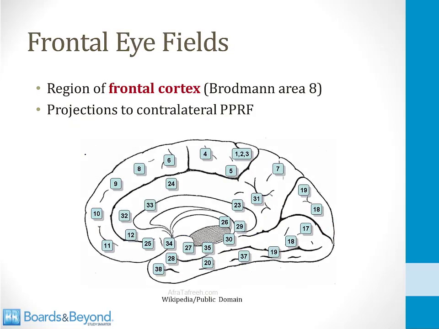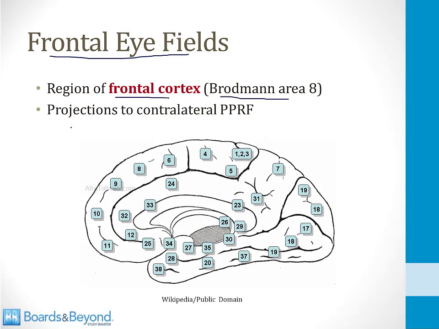Our final gaze disorder is different from all the others we've been talking about up until now because it involves the cortex and not the brainstem. So the PPRF and the cranial nerves and the MLF and the structures I've been talking about to this point are in the brainstem, but they are controlled by a portion of the cortex called the frontal eye fields. This is found in the frontal cortex in Brodmann Area 8.